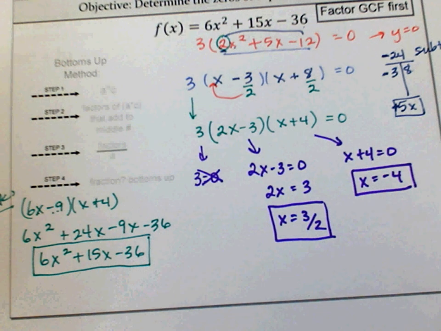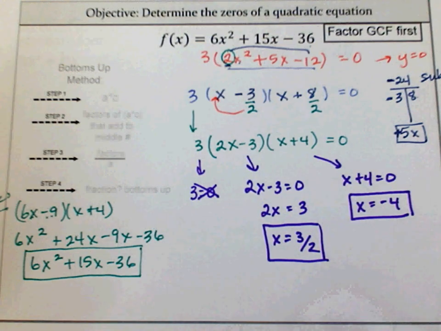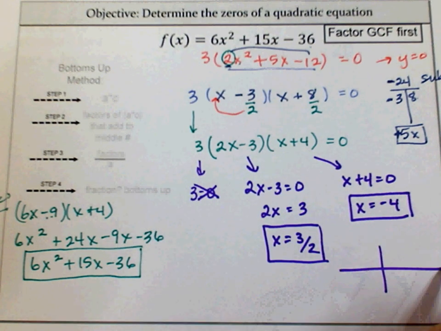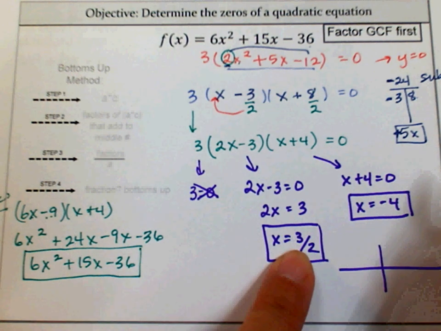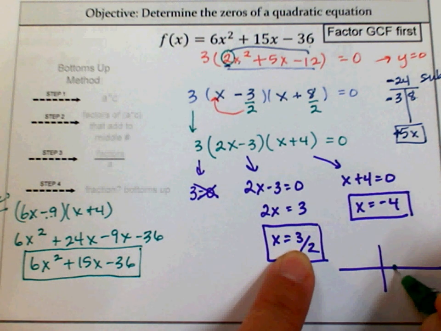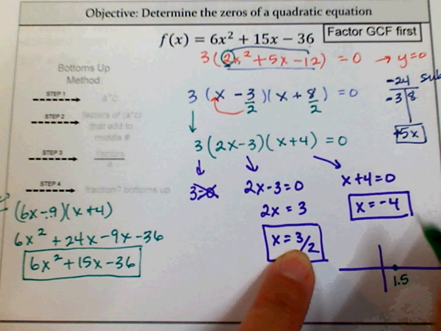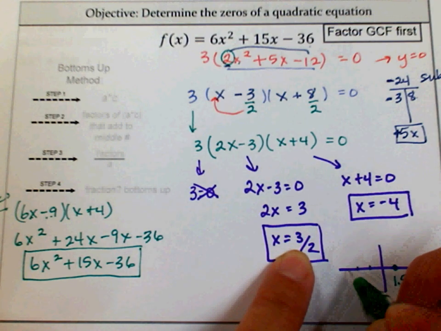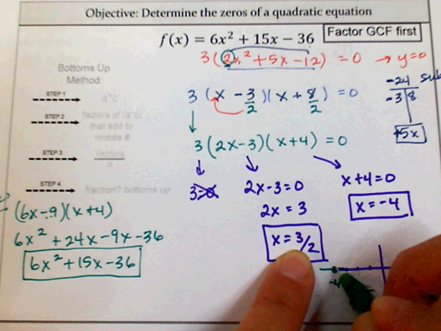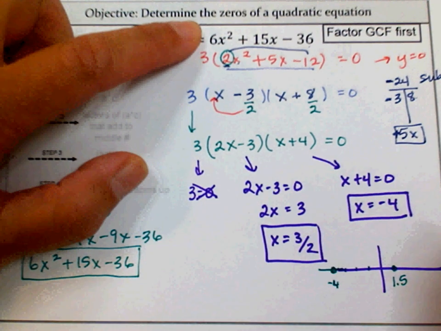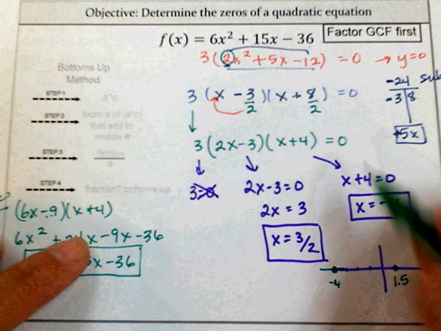All right, what does this mean on a graph? Well, let's take a look on the graph. Here's your x and y graph. 3 halves, that's like 1.5. And negative 4, 1, 2, 3, 4. There's your negative 4. See it? 6, positive number, okay? Negative 36, down here somewhere.